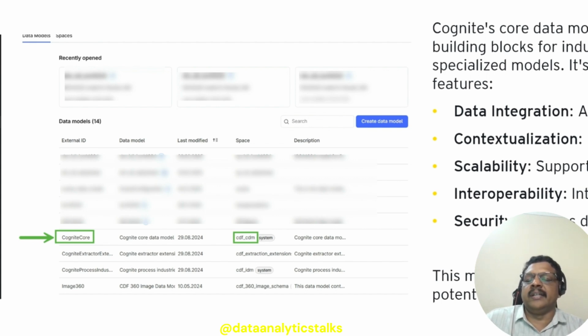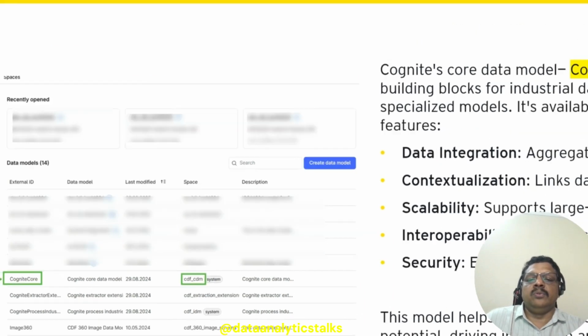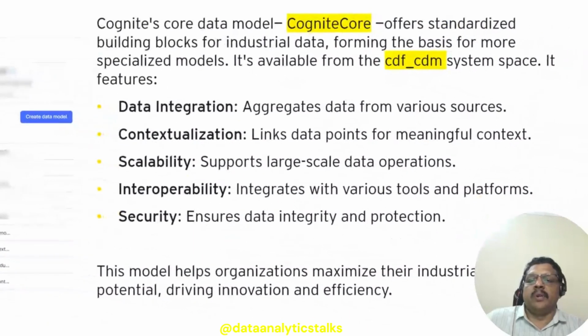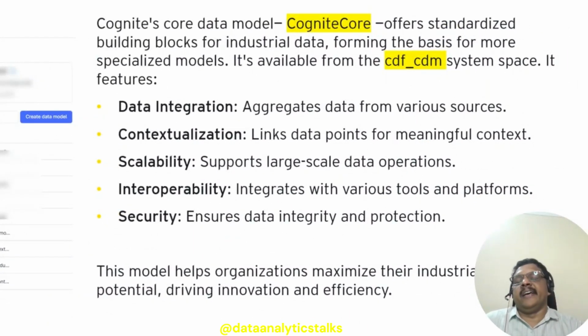And all other core data models like Cognite Extractor Extended, Cognite Process Industry, Image 360, all are part of the Cognite default space. Okay. So coming to a little bit more about the Cognite Core data model. Cognite Core offers standardized building blocks for industrial data, forming the basis for more specialized models. It is available from the CDF CDM system space. It features data integration, data contextualization, scalability, interoperability, and security.